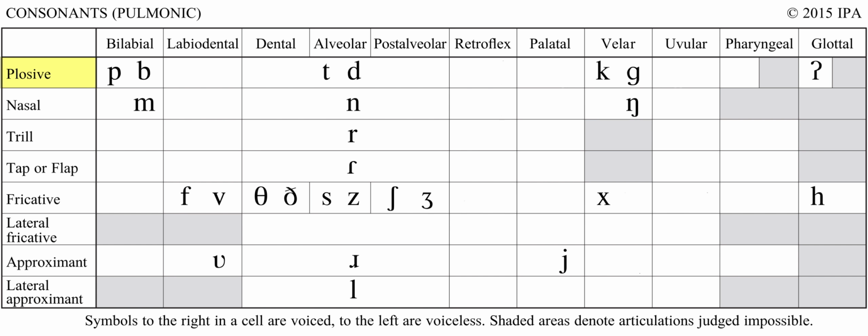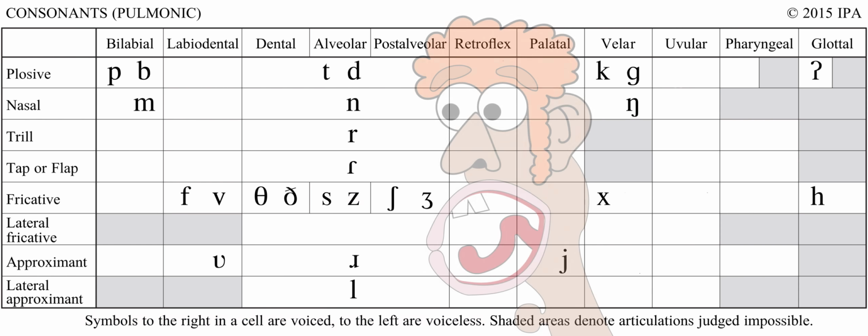Plosives or stops are made with a momentary complete block of airflow and then a quick release, while fricatives have a more continuous airflow restriction. For example, p is a plosive and f is a fricative. Symbols on the right of a cell indicate voiced sounds, while symbols on the left indicate voiceless sounds. For instance, s is voiceless and z is voiced.